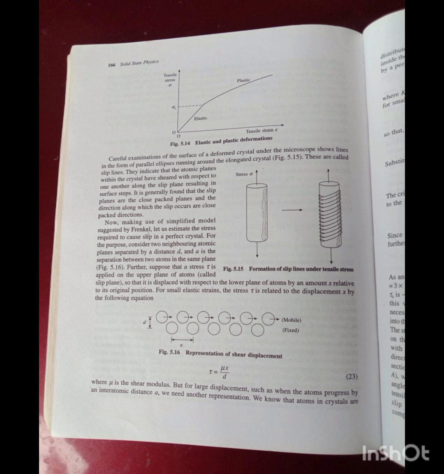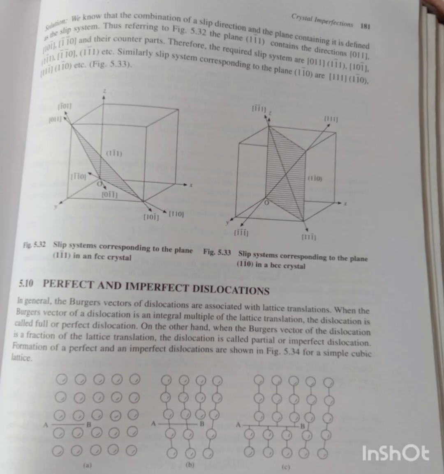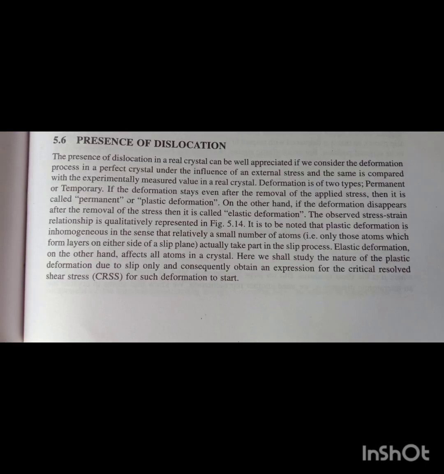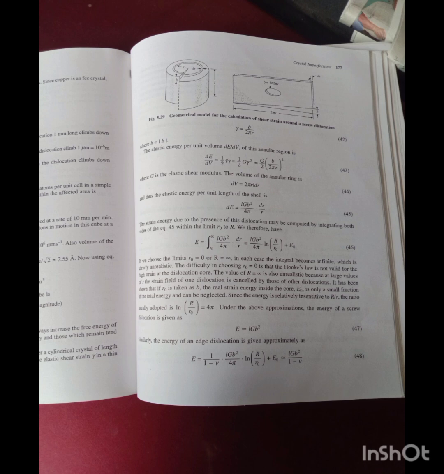As the nature of interatomic forces near the dislocation line is somewhat different from the rest of the crystal, the atoms within the dislocation line almost complete the slip process when the next nearest neighbors are beginning to slip. Atoms away on either side of the dislocation line are not affected by the motion of the dislocation. Tau_max equal to 2 G b by L.